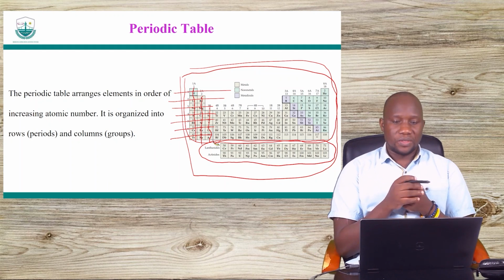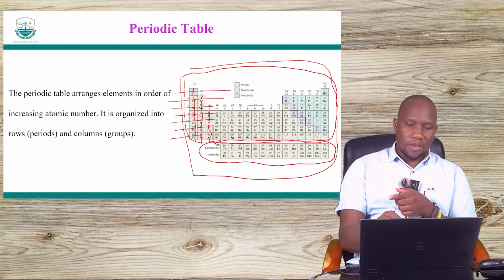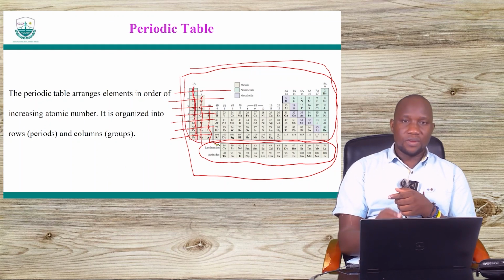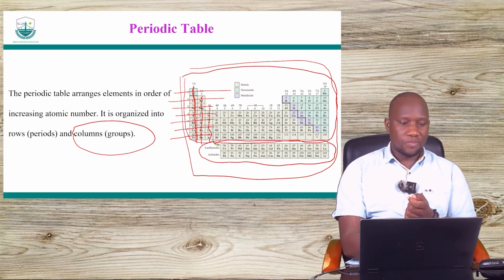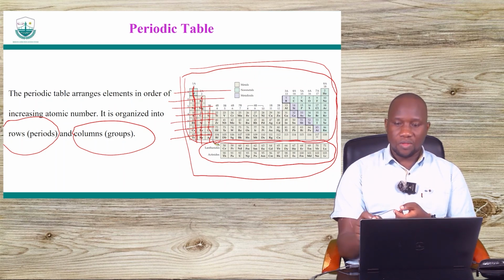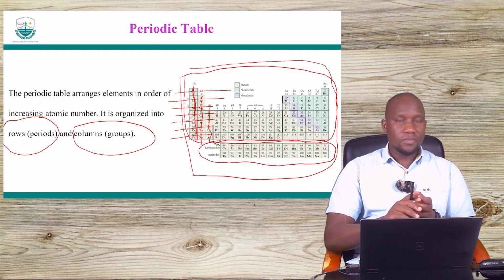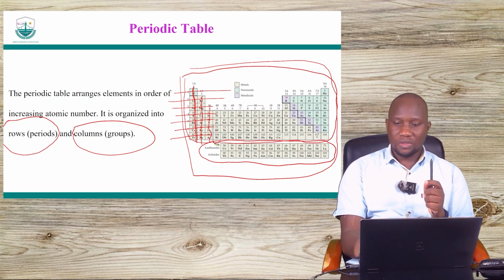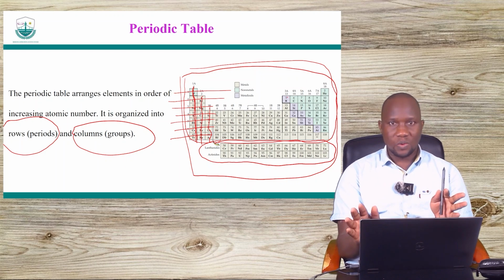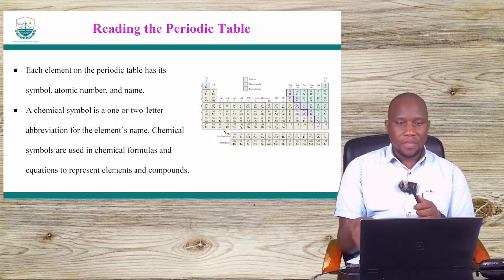So what does this actually represent? The columns represent groups, and the rows represent periods. So we have period 1, period 2, period 3, period 4, up to period 7. And then we have group 1, group 2, group 3. For now, that's what I want you to know about the periodic table. We concentrate on this upper part. This lower part is not our concern at this level, right?